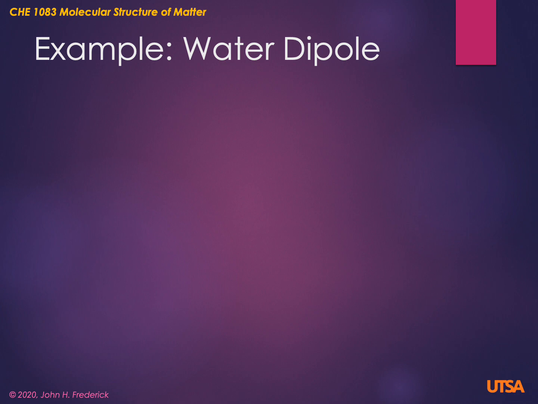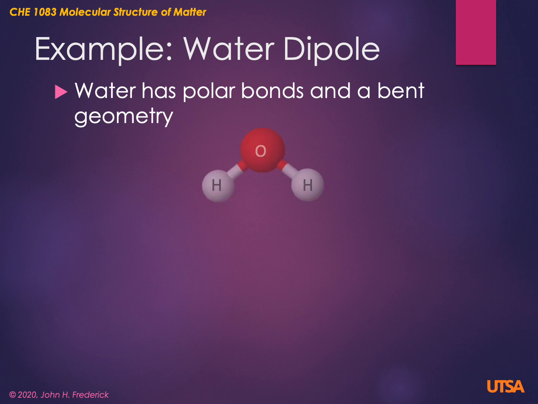So let's apply this now to understand something about water. Water has two polar bonds and a bent geometry. It looks something like this. The angle between those bonds is 104.5 degrees. You'll notice that this is less than the tetrahedral angle because the lone pairs, the non-bonding pairs on the oxygen, tend to push those two bonds closer to one another. So we have two bond dipole vectors that look like this. They point from hydrogen to oxygen. They have a length of 1.55 D.